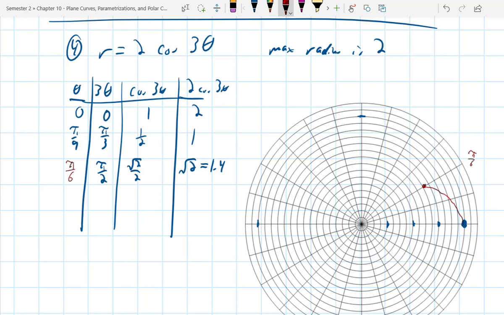Did you get your 1.4? Did you just eye it? Yeah, I eyeballed it.